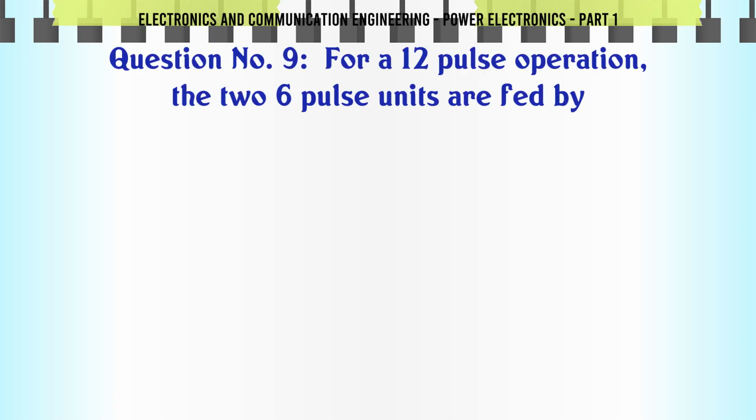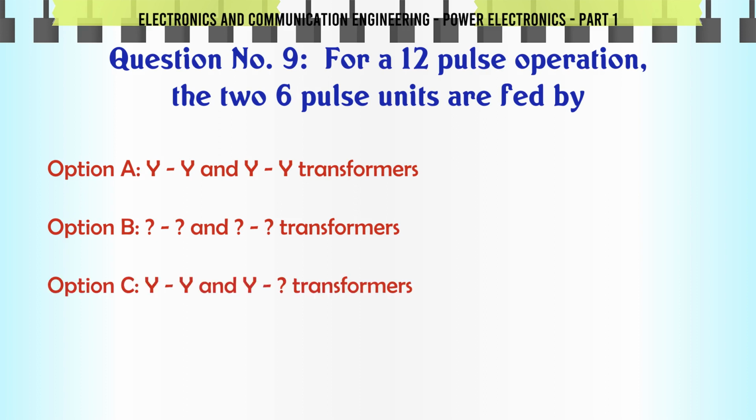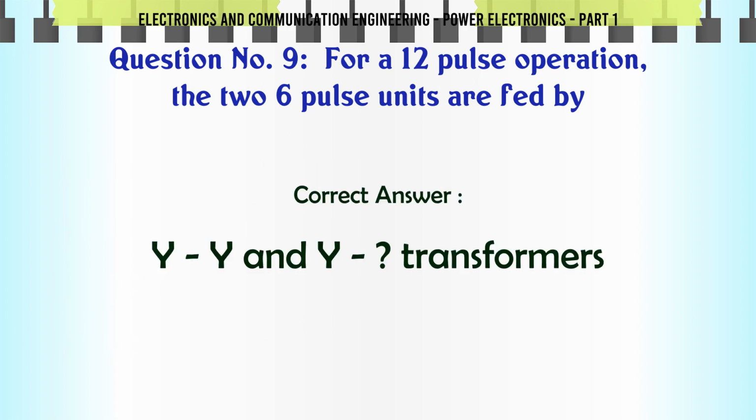For a 12-pulse operation, the two 6-pulse units are fed by A. Yy and Yy transformers, B. Dd transformers, C. Yy and Yd transformers, D. Yd and Yd transformers. The correct answer is Yy and Yd transformers.